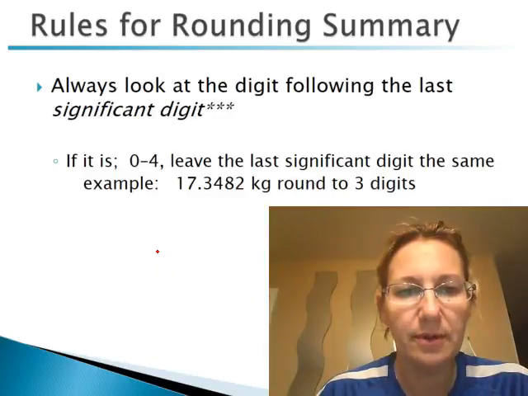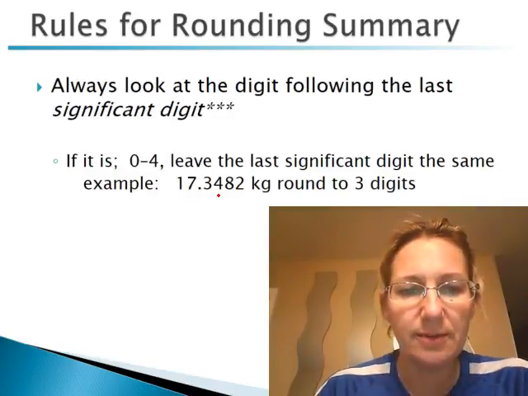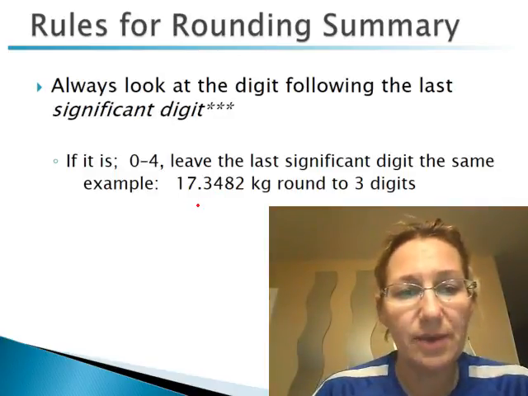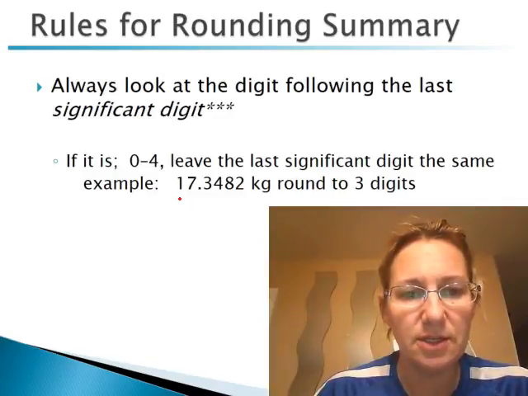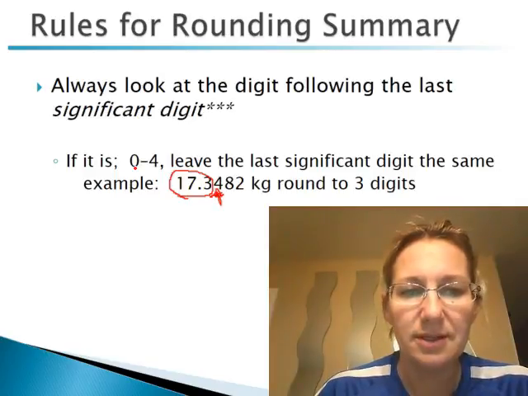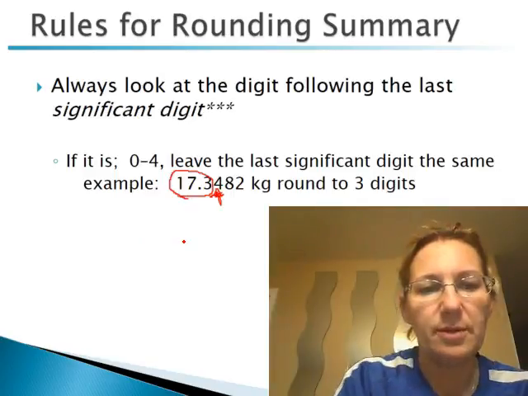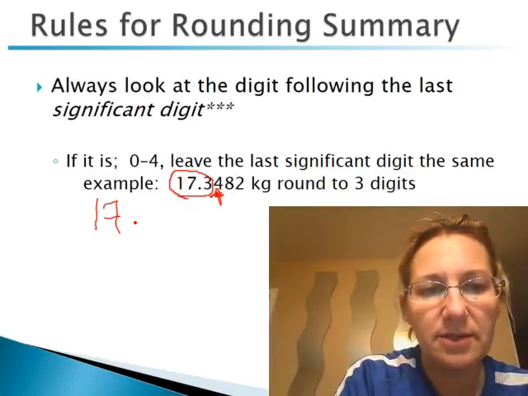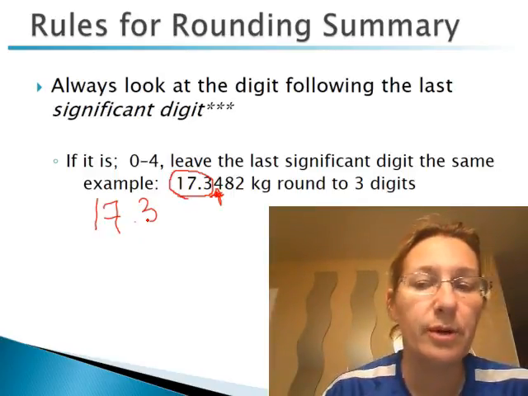So here's an example. We did our calculation and our answer ended up to be 17.3482 kilograms. And I wanted to round to only 3 significant digits. So here's my 3 significant digits. I'd have to look to that number just past it, and that's a 4. So in this case, 4 is between 0 and 4, so we are going to leave our number the same. So our number would actually be 17.3. That's what we'd report.